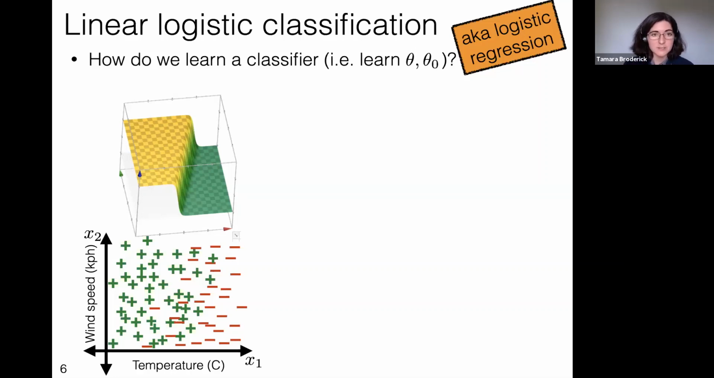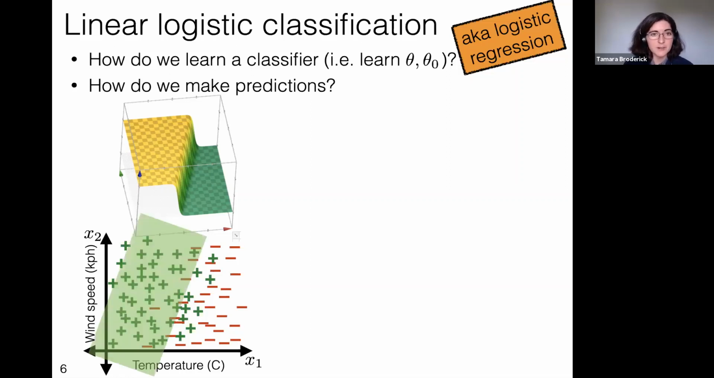And so what we'd like to do too is to say, well, once we have this theta and theta naught, how do we make predictions with it? How do we say, hey, on this part of the space, I'm going to predict that I'm going to wear a coat, and in this part of the space, I'm going to predict that I'm not going to wear a coat? Okay, so we need to answer both of these questions, but I'm going to start by answering the prediction question, and then I'm going to come back to the how do we learn a classifier question.